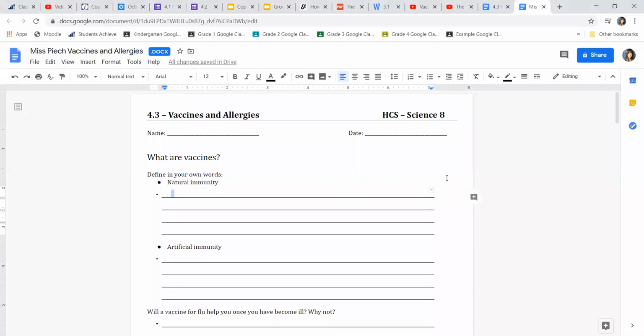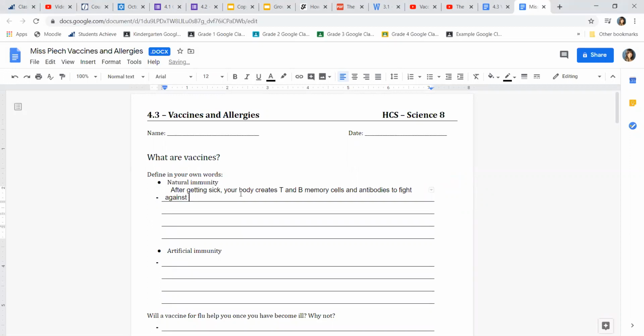So with natural immunity, that has to do with premises. Simple: after getting sick, your body creates T and B memory cells and antibodies to fight against future illness. That means getting that illness again.